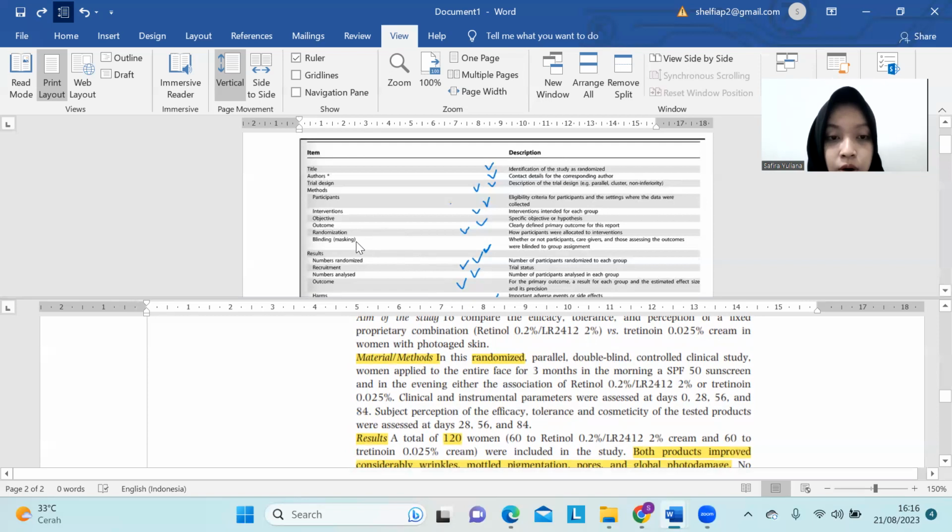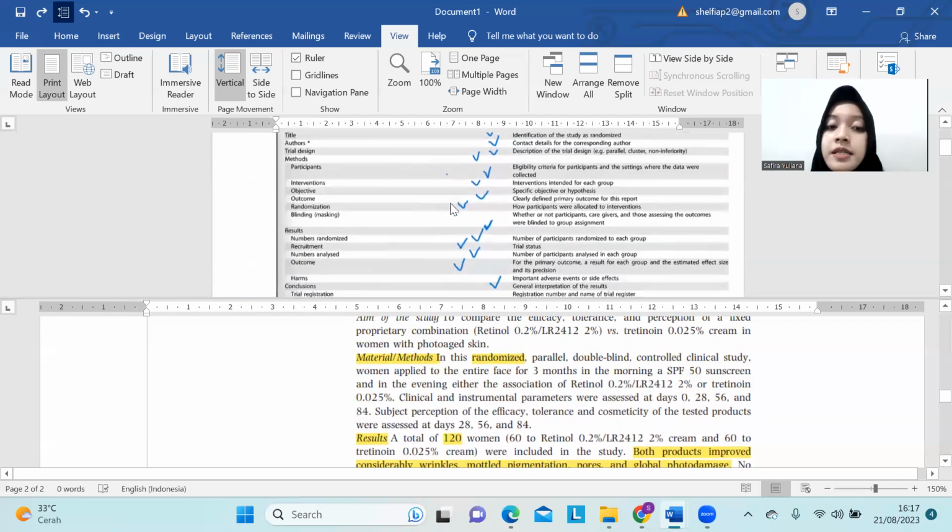And next we move to the blinding. Blinding is masking whether or not participants, caregivers, and those assessing the outcomes were blinded to group assignment, and there is no statement of blinding or masking.